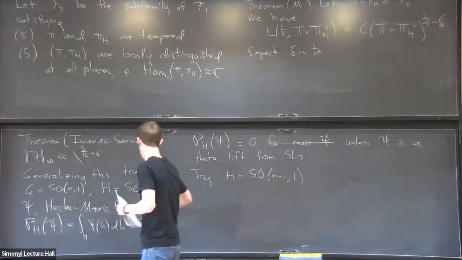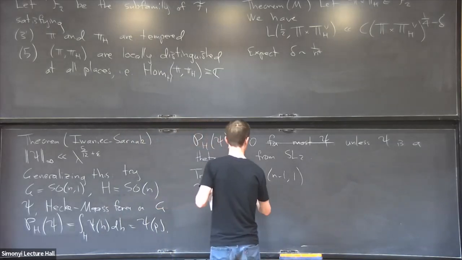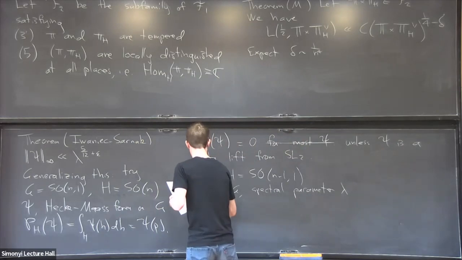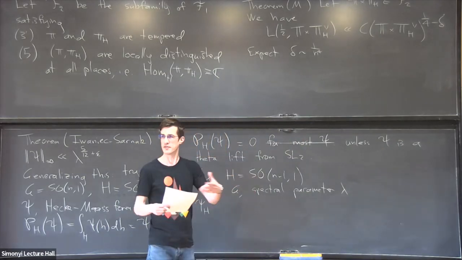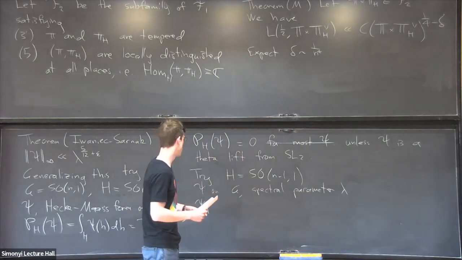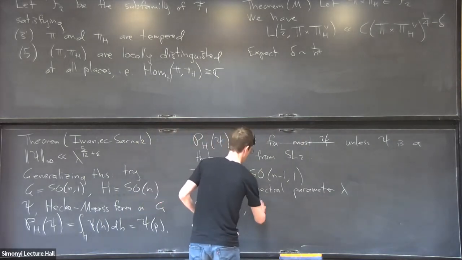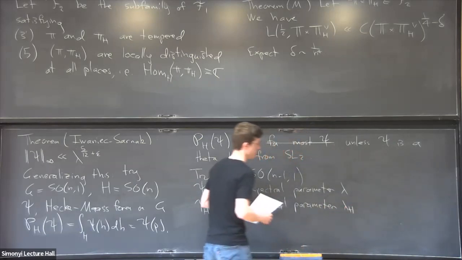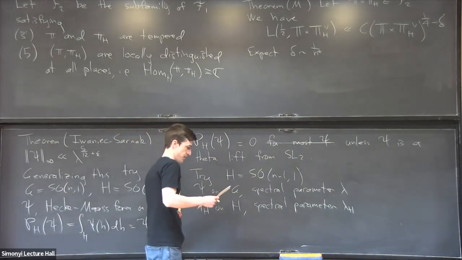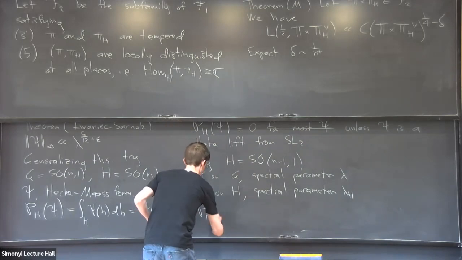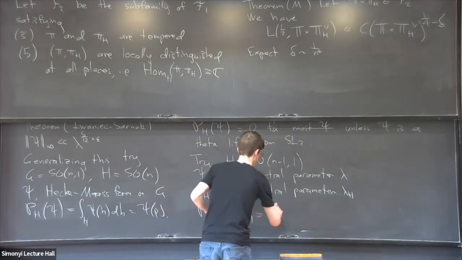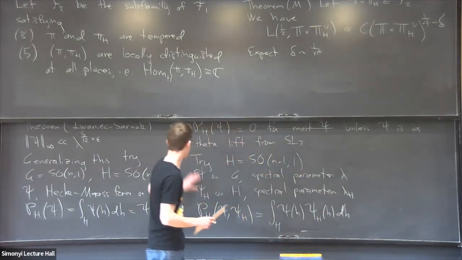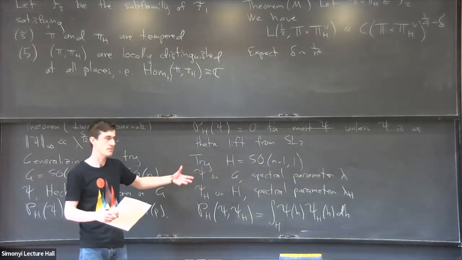So I'll still let psi be a Hecke Maass form on G. And I'll say the spectral parameter of psi is going to be lambda. And then on H, so H is now giving me a copy of hyperbolic n-1 space inside my hyperbolic n-manifold, so psi_H is going to be a Hecke Maass form on H, and I'll call the spectral parameter of that lambda_H. And so the period I want is again this period of psi against psi_H, which is just restricting this Maass form to my hyperbolic (n-1)-dimensional submanifold and integrating.